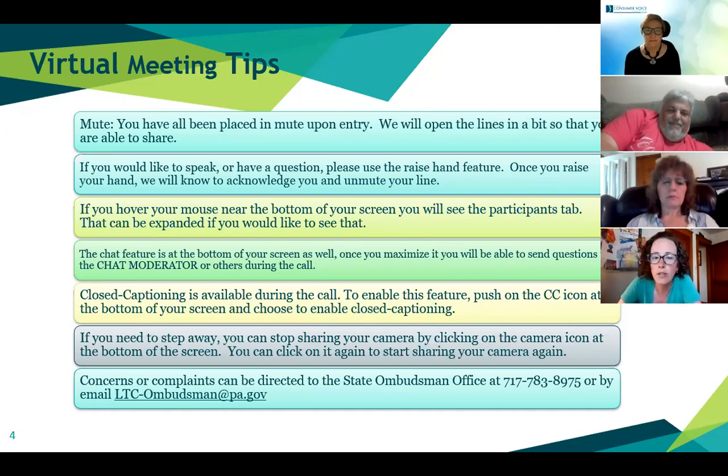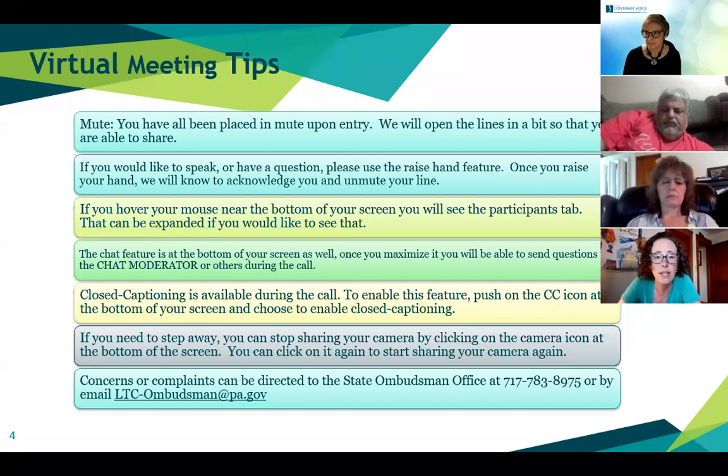If you hover your mouse near the bottom of the screen, you'll see the participants tab. You can expand that tab if you'd like to see who all is in the chat with us tonight. The chat feature is at the bottom of your screen as well. Once you maximize it, you'll be able to send questions to the chat moderator or to others during the call. Closed captioning is also available during the call. To enable that feature, just push the CC icon at the bottom of your screen and choose to enable closed captioning.